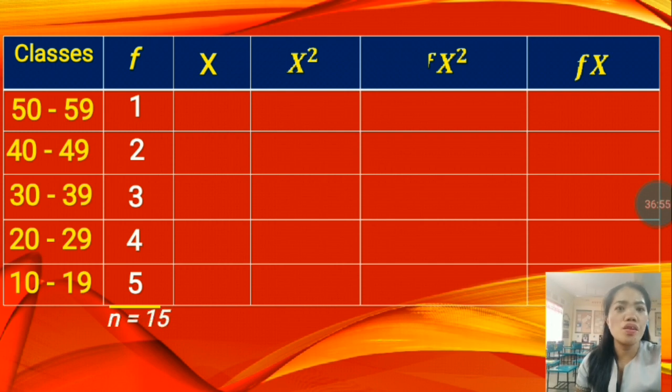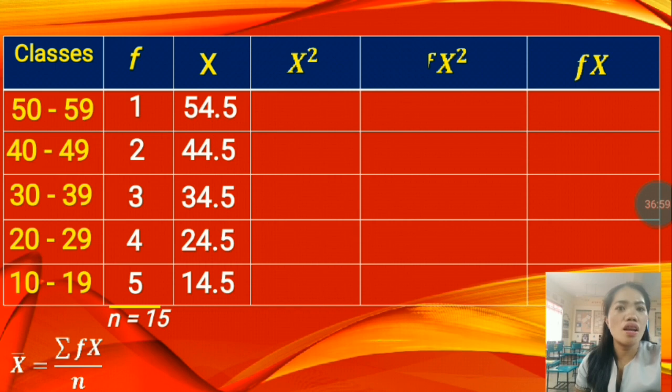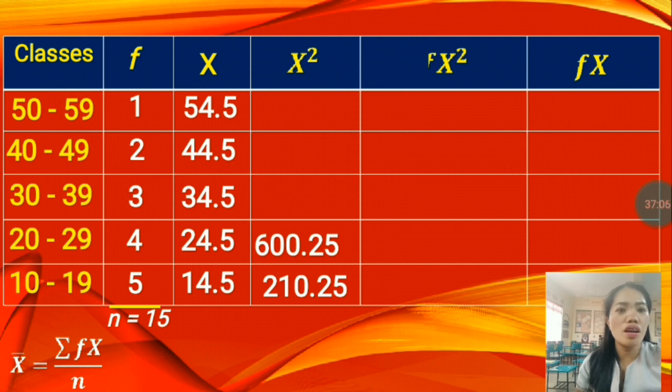So you have the frequency, the total is 15. And that's our class mark. And this is our x squared. We're going to square our class mark. So 14.5 squared, that's 210.25. Then 24.5 squared, that is 600.25. Then 34.5 squared, that is 1190.25.